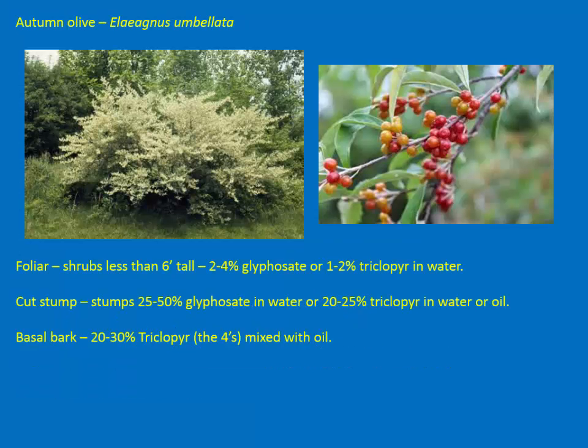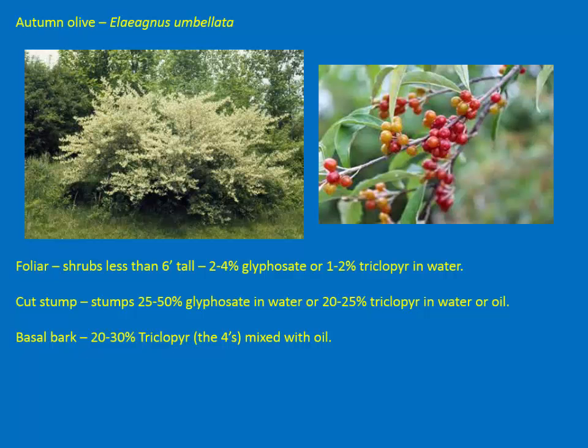Autumn olive is another big one. I just saw a nursery order from the mid-60s from Illinois, where the landowner ordered multiflora rose and autumn olive. So I guess we're just as guilty of spreading all this stuff. But now it's a big problem. We've got to get rid of it. So foliar applications on autumn olive are for shrubs less than 6 feet tall. If the shrubs are over 6 feet tall, just forget the foliar and cut it or do a basal bark, because you need to get the whole gamut.